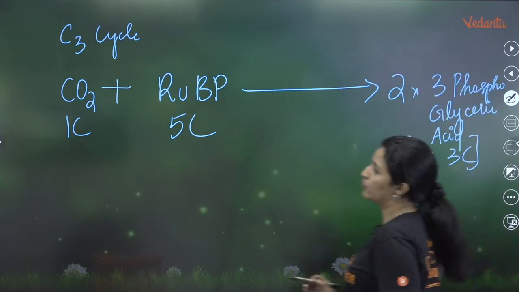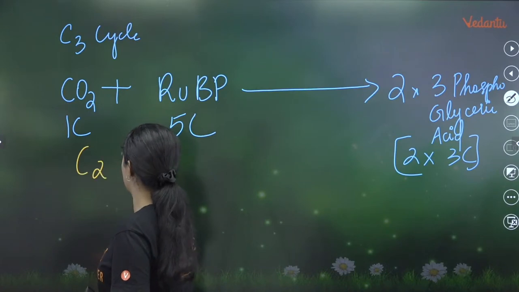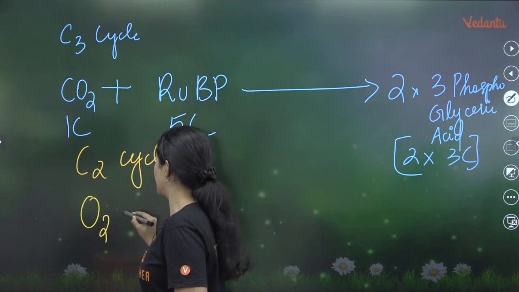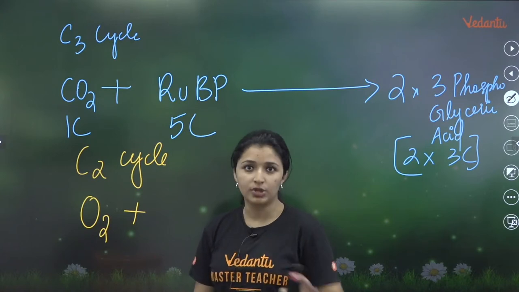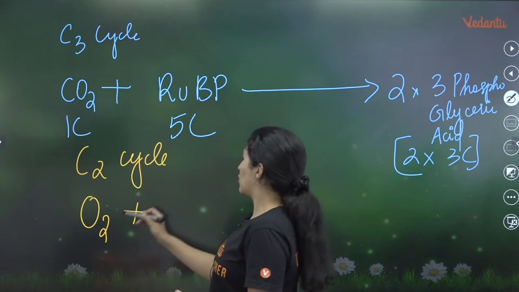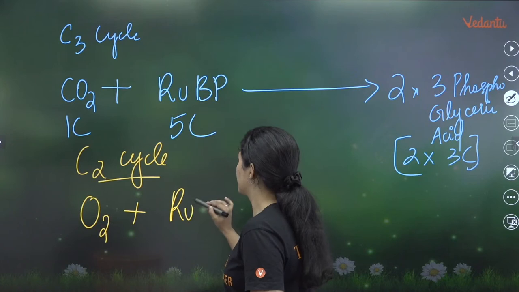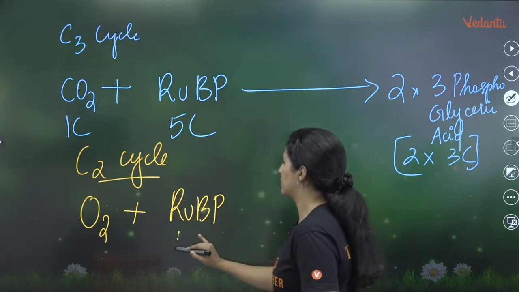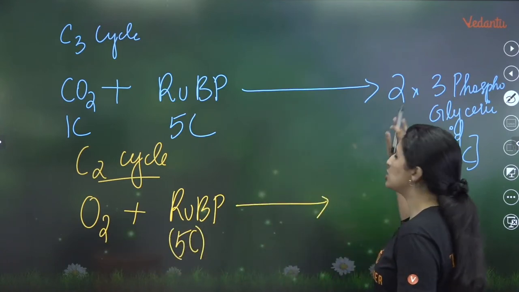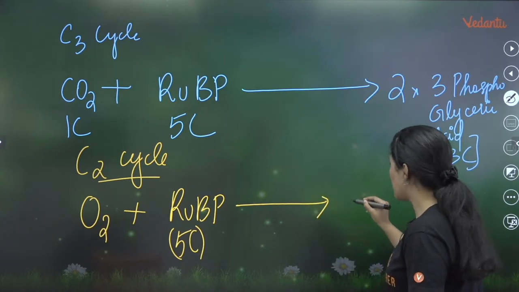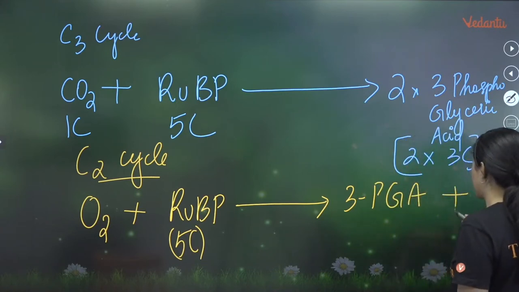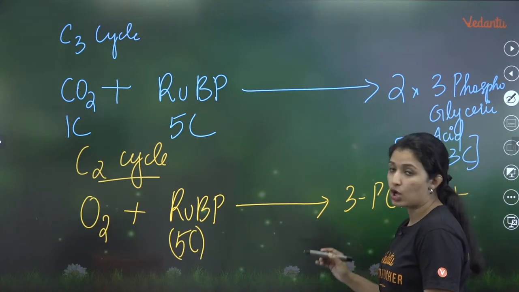Now, when it comes to photorespiration, the C2 cycle, instead of carbon dioxide, oxygen is going to be fixed. Because the Rubisco enzyme can fix oxygen with RuBP, 5 carbon. There's no carbon here because it's oxygen. And instead of making 2 molecules of PGA, because now we can't, we make one molecule of 3-phosphoglyceric acid, plus one molecule of phosphoglycolic acid.